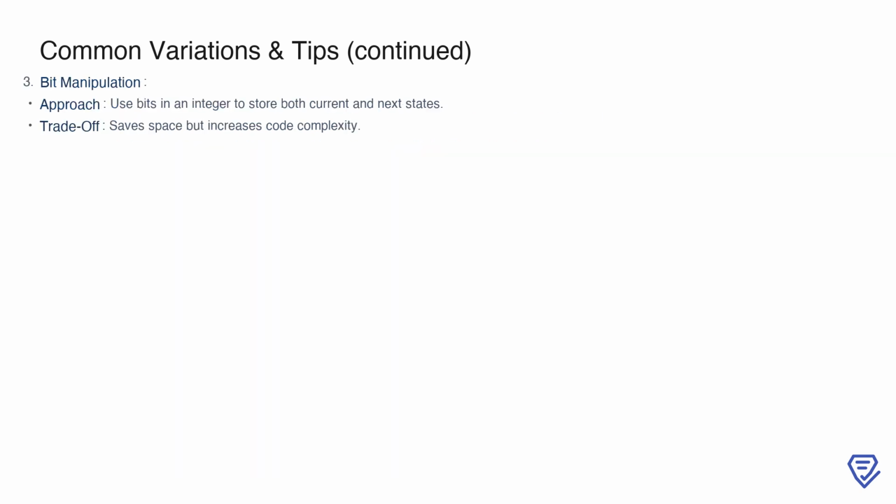Another advanced technique you can explore is bit manipulation. Here, you use bits in an integer to store both the current state and the next state of each cell. This is a clever way to save space, as it avoids the need for a separate grid or even intermediate values. However, the trade-off is increased code complexity, as managing bits can make the implementation harder to read and debug. This approach might be worth considering if space optimization is critical, but it's important to weigh that against the added difficulty in maintaining and explaining your solution. Ultimately, the best approach depends on the specific requirements of the problem and the context in which you're solving it.